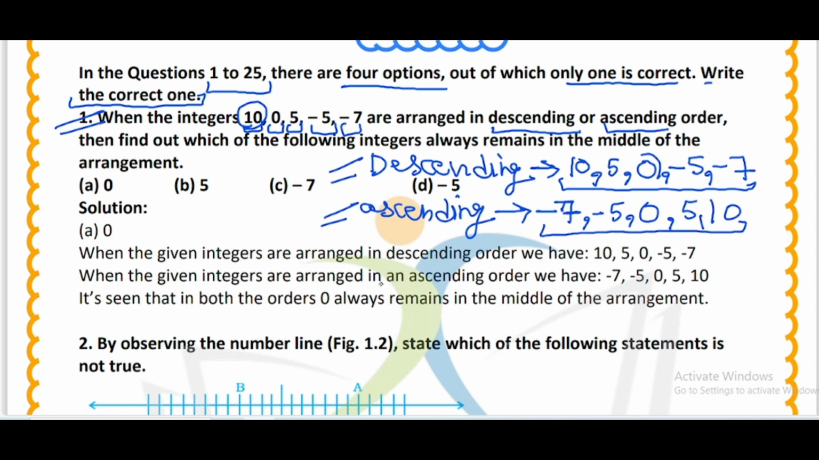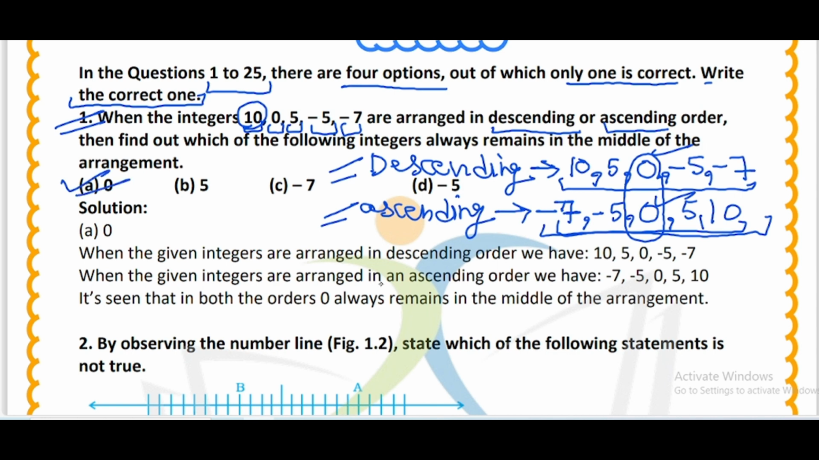In these orders, the place of the 0 remains the same. It means the middle of the arrangement in descending order is 0, and the middle of the arrangement in ascending order is also 0. It means 0 is the place which remains the same. Then the answer is part A.